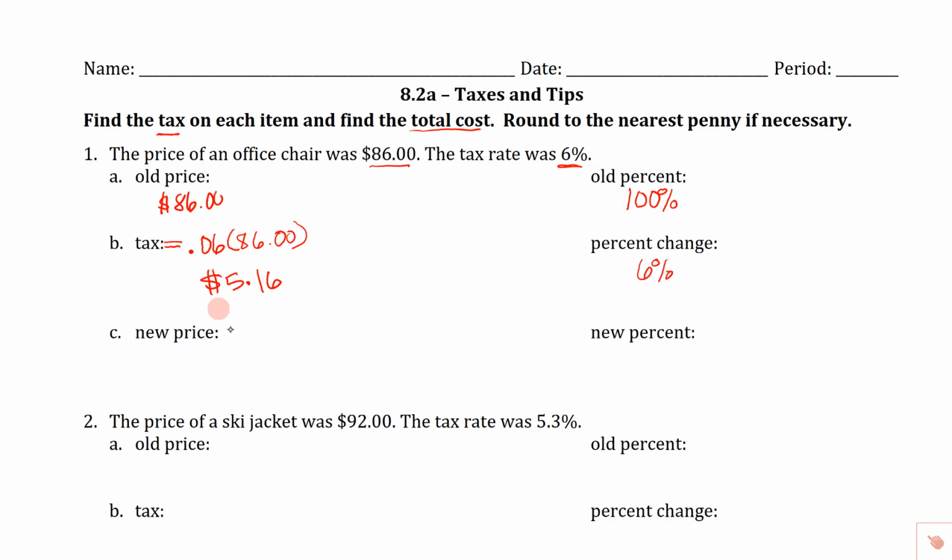We want to figure out our new price. So that's our old price plus our tax. So we're going to add our tax plus our original price, which was $86. So if you add those two together, you should get $91.16. So our new percent, we take the chair at the value of 100%, add our tax value, which is 6%. So 100 plus 6 is 106%. So very similar, your assignment will be very similar to your notes, it's just worded a little bit differently.